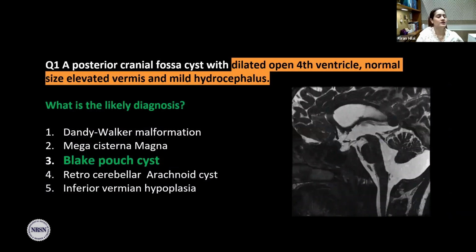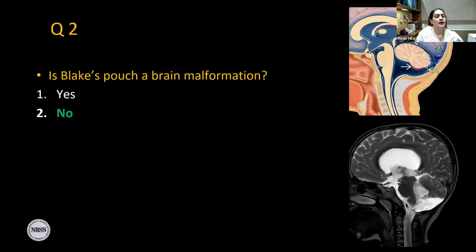Coming back to my first question: dilated open fourth ventricle, normal size elevated vermis, mild hydrocephalus. What is the possible diagnosis? The answer to the question that I asked earlier was Blake pouch cyst. I'm hoping that it's clear for everybody now. Now to my other question: is the Blake pouch a normal brain malformation? Now we all know the answer.